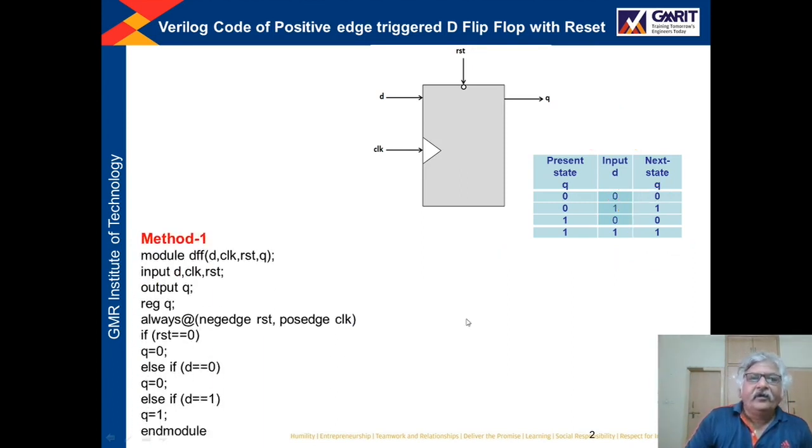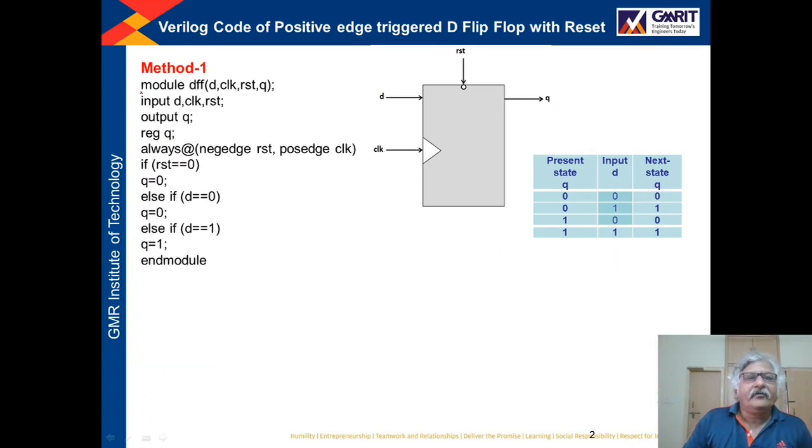Okay. So this is the code here, and this is method 1. There are various methods to write the Verilog code for this D flip-flop. So this is method 1, module and endmodule. Then the name given to this Verilog module is DFF. The various ports are D, CLK, RST and Q. These are the various ports of this Verilog module.